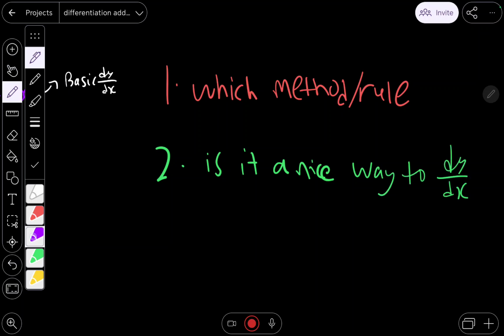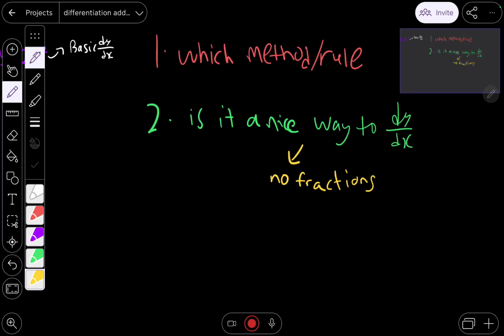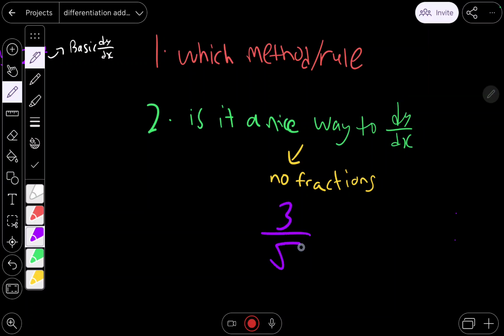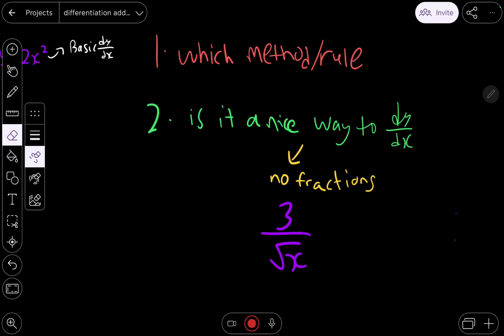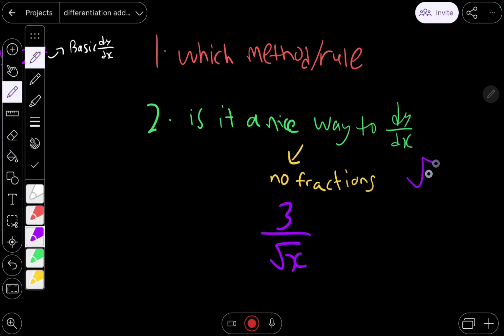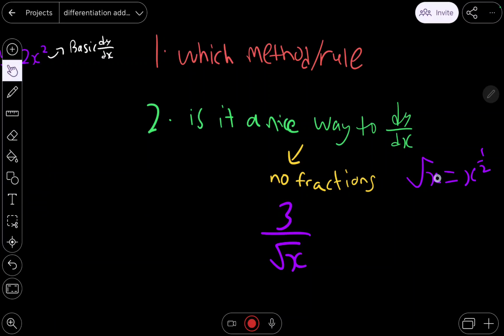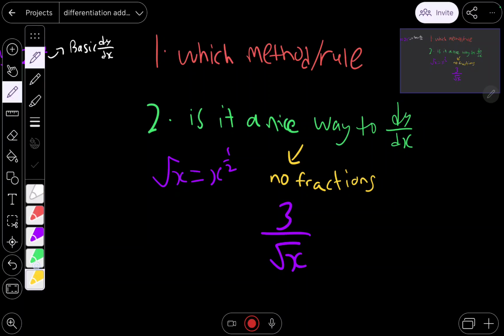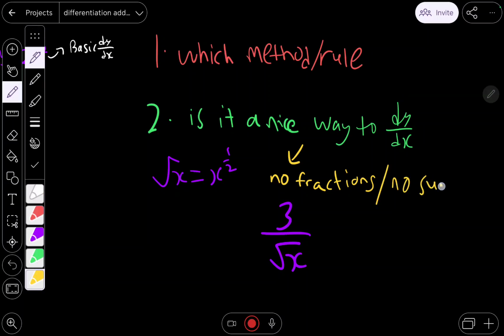So what do I mean by nice way? As I have mentioned in trigo differentiation, nice way means no fractions. What do I mean by no fractions? Basically, if I have a number here, I want to change it into index form. If we know that square root x is the same as x to the power of half, or let me make it simpler for you, no fractions or no third form. Alright, I forgot to write that. So we don't want to see any third form.